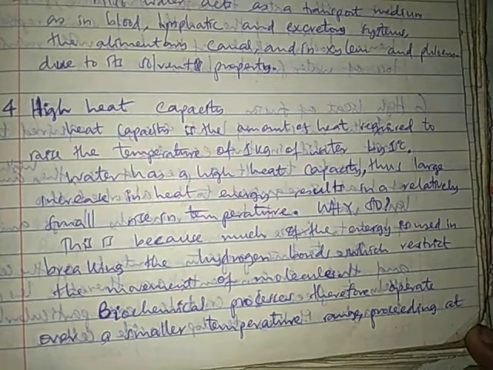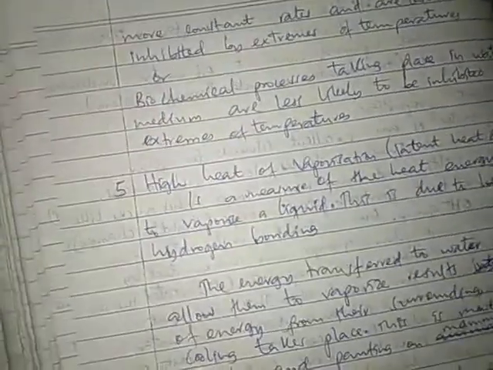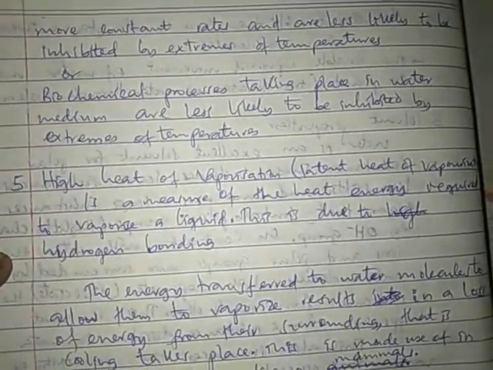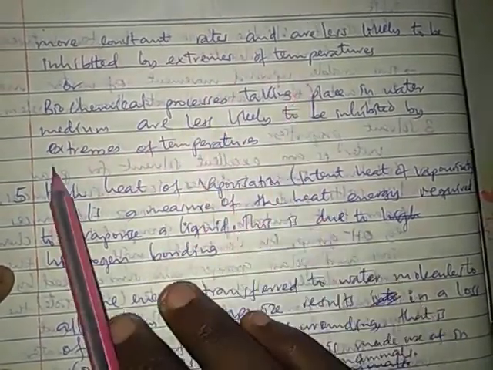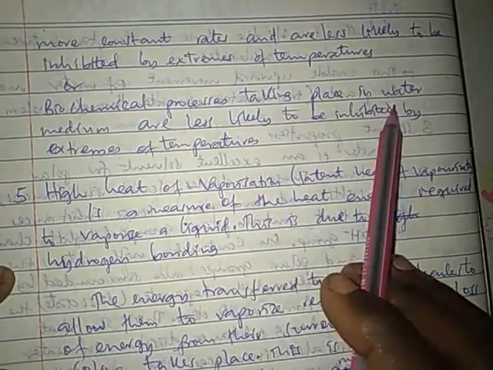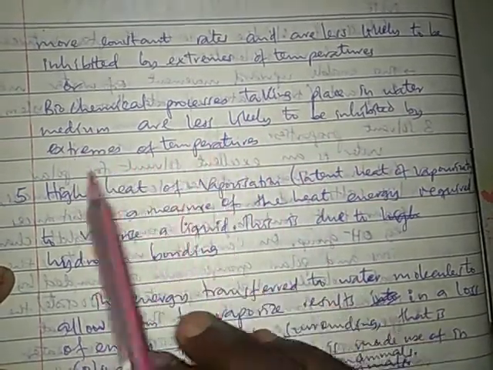Kwa hiyo hii inasaidia sana kwenye biochemical processes. Biochemical processes therefore operate over a smaller temperature range, proceeding at more constant rates, and are also less likely to be inhibited by extremes of temperature. All biochemical processes taking place in a water medium are less likely to be inhibited by extremes of temperature.